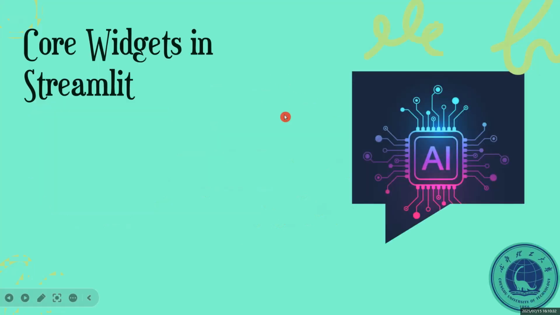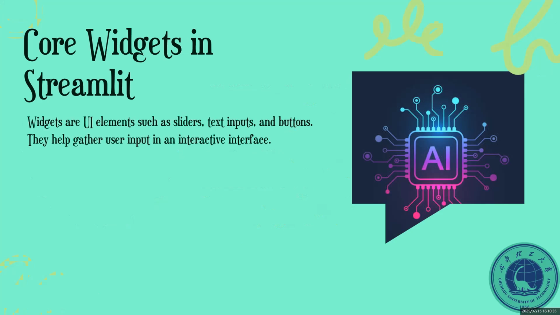Now let's look at the core widgets in Streamlit. First, you need to understand what widgets are. So widgets are UI elements such as sliders, text inputs, and buttons. They help us to gather user inputs in an interactive interface.